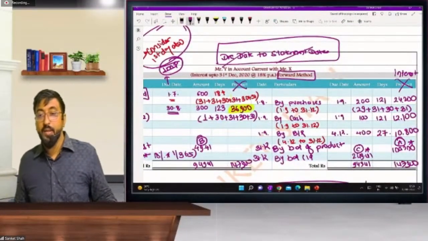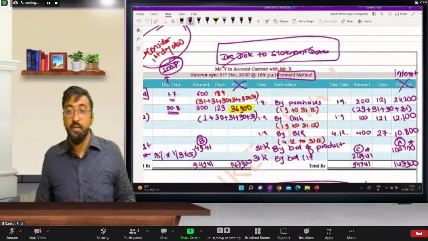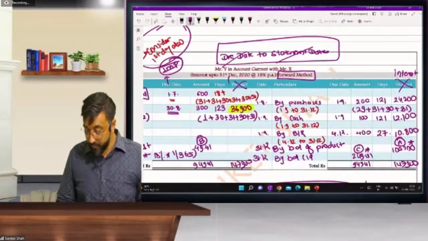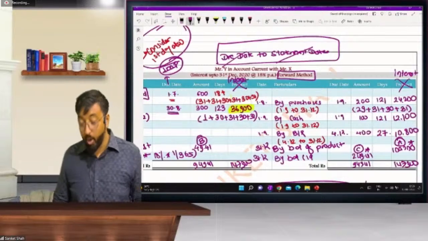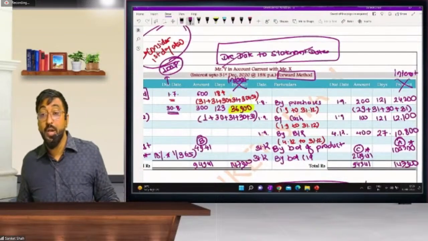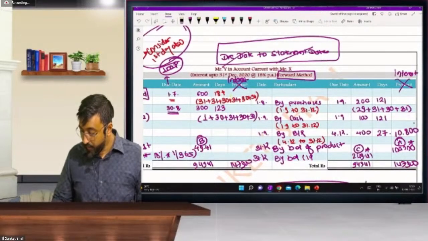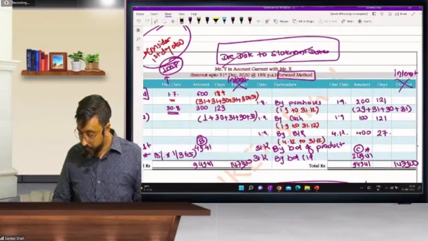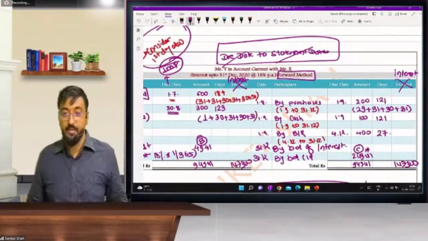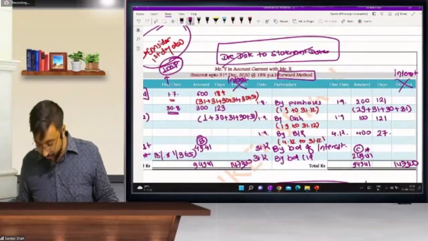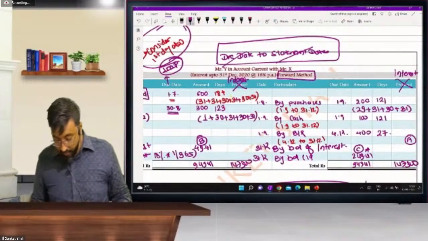So in product method, you are going to calculate product balance. Here you will calculate interest. I will show you interest calculation and you can do it for next. Remaining things are same, beta. Instead of writing by balance of product, I will write by balance of interest. Okay, ABC are same.